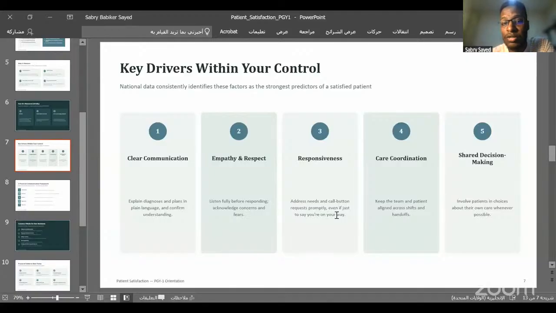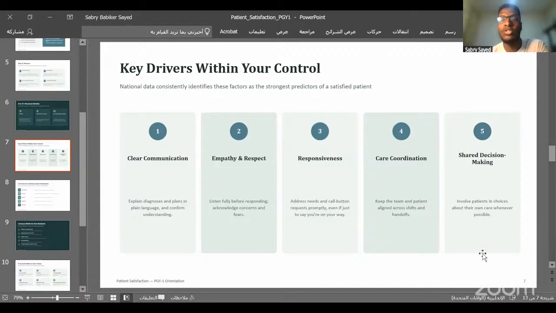And then you have to respond, right? So responsiveness: you have to address needs and call button requests promptly, even if you just say you are on your way. If you are, for example, in the ward seeing a different patient and a patient is calling for you in a different room, then you have to be responsive to them. Care coordination: keep the team and the patient aligned across shifts and also handoffs. So whenever you have finished your shift, for example in the morning, and you are handing the patients over to the evening or noon shift, you also have to coordinate very well between the patient and the doctors.